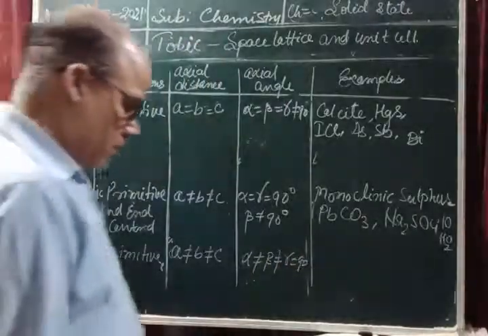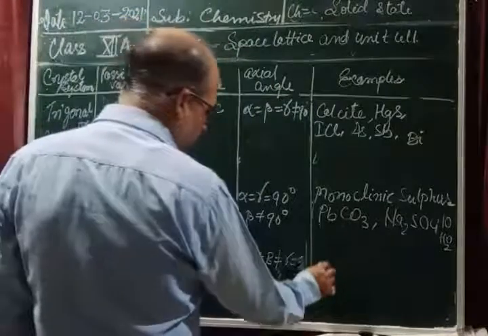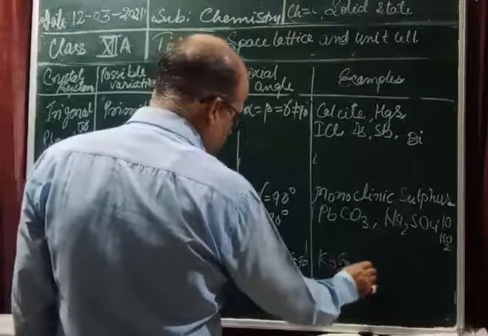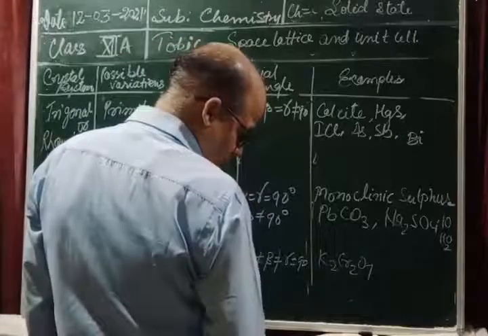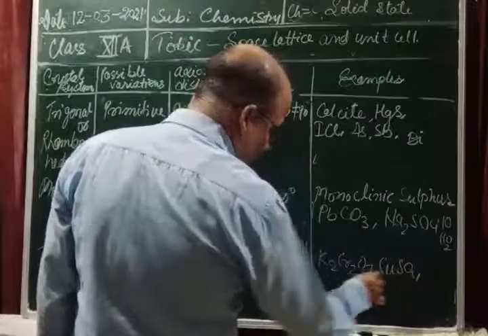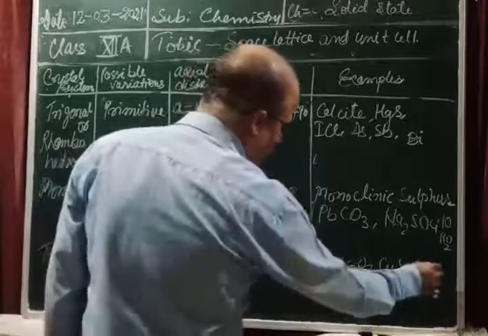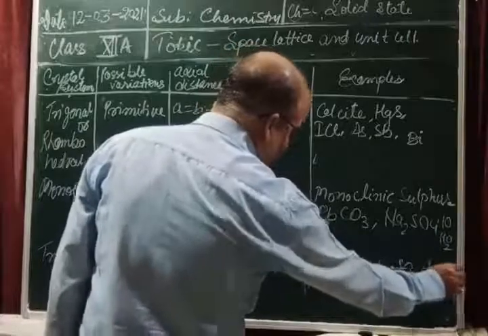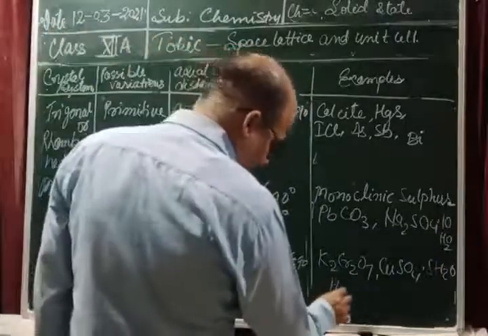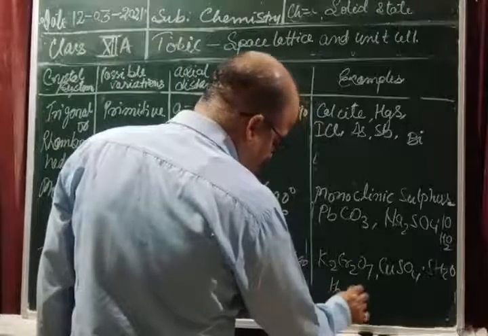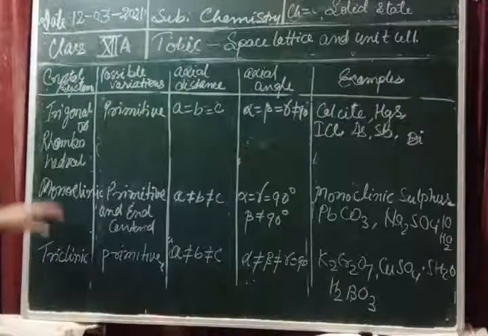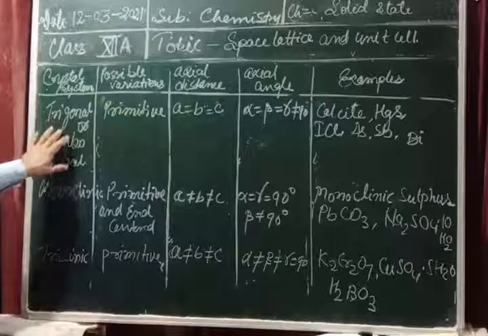Okay. Example is K2Cr2O7, CuSO4.5H2O and H3BO3, sorry. Okay. In these 3 systems there are 3.